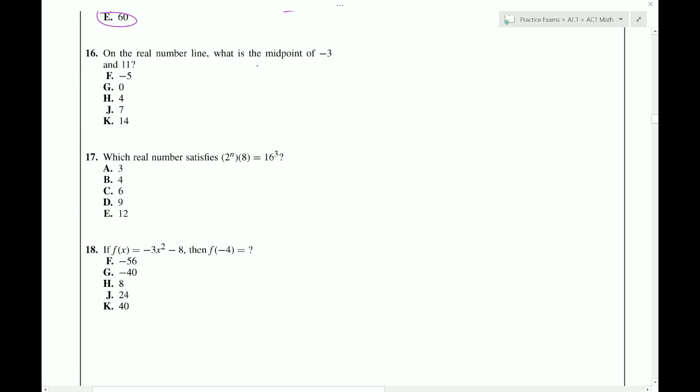On the real number line, what is the midpoint of this? So the midpoint is just, you combine the numbers and divide by how many there are. So 11 minus 3 is 8. 8 divided by 2 is 4.